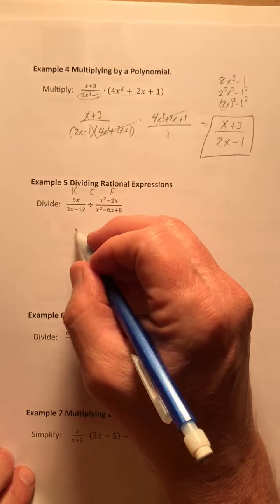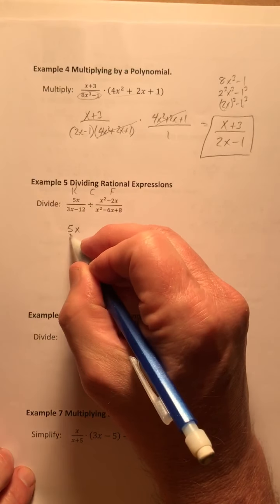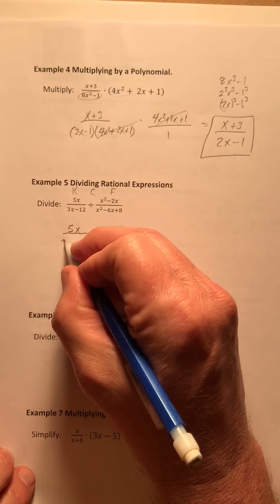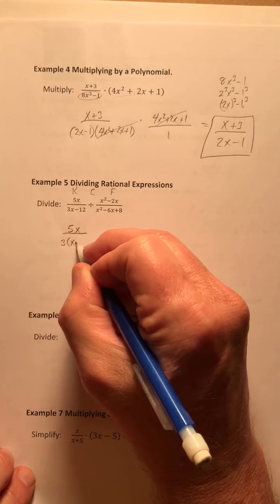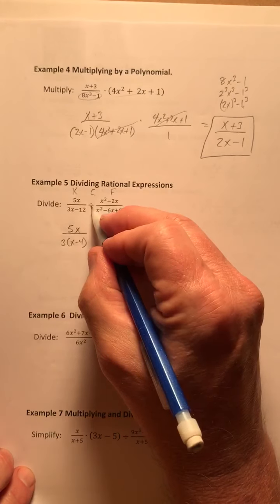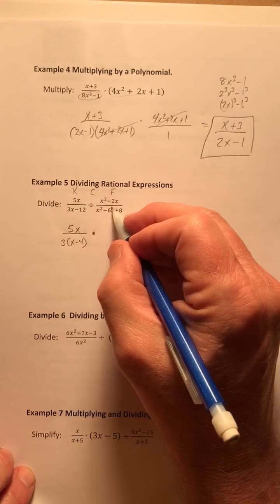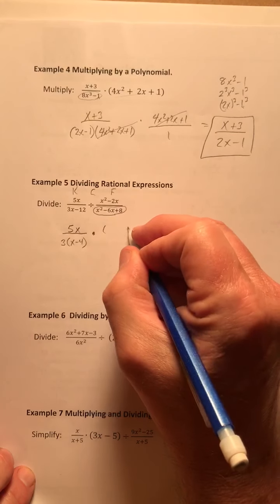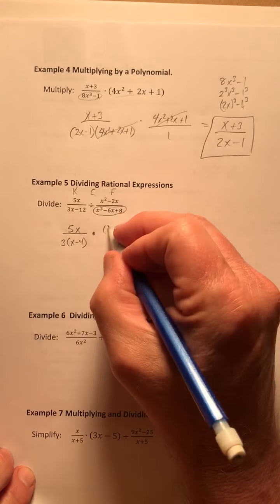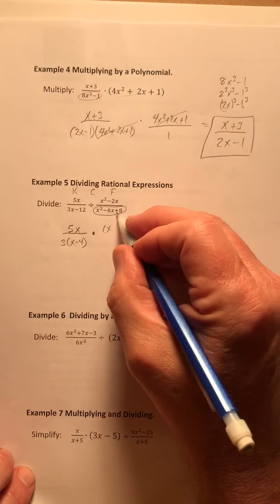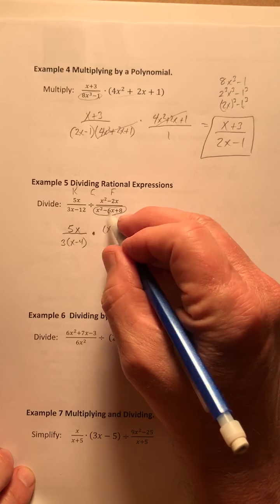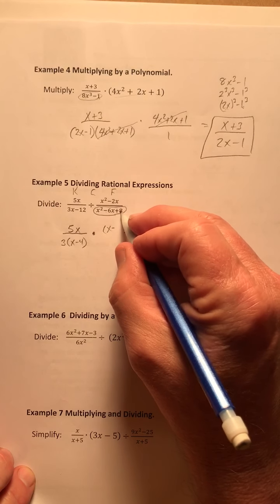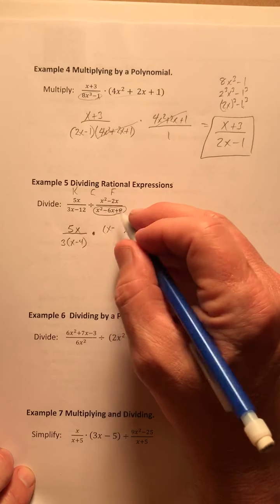So let's start off with the 5x. Can't do anything with it, so I just write it down. Over 3x minus 12, I can factor a 3 out of that. So I factor 3 out, leaves me with x minus 4. Change that to multiplication, and now we're going to flip this, so we're going to start with the bottom. 3 terms, and I factor it. X is in the front. The last sign's a plus sign, so signs are the same, and they're both negative. And then the factors of 8 that add up to 6 are 2 and 4.